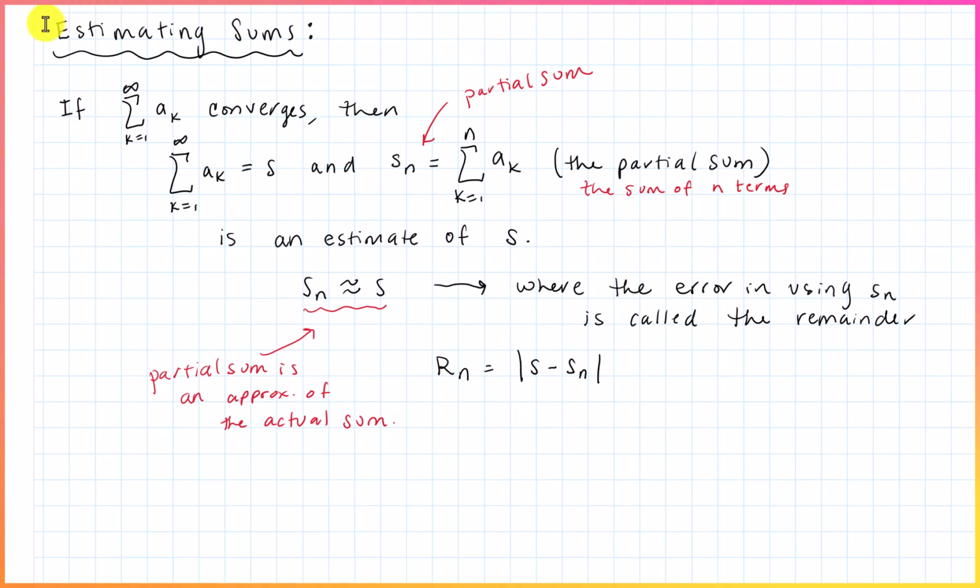Let's talk about estimating sums. If we know that a series is converging, what that means is that it is converging to a finite value s. We call that the sum. We'll just let s represent the sum of a converging series.